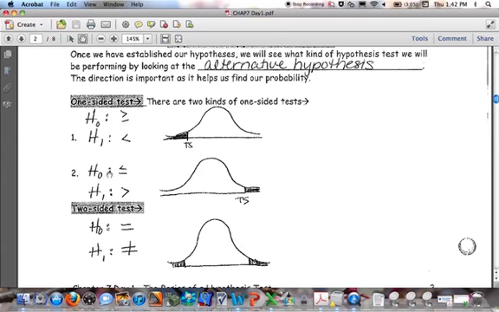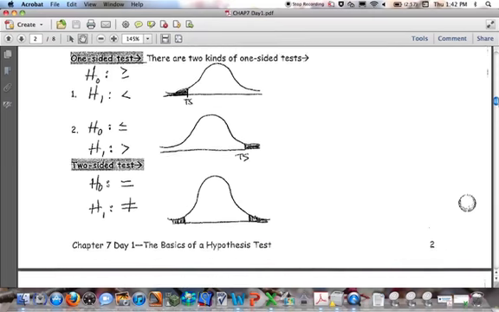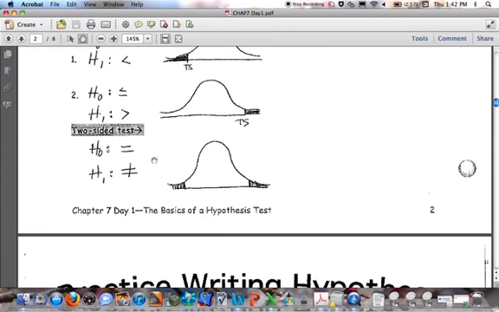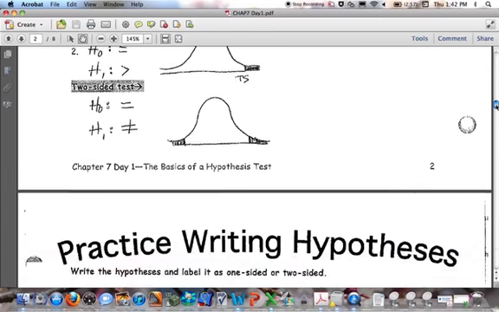I could have the null being less than or equal to and the alternative being greater than, and then I have this area shaded, and that is the probability that I am finding. So these are both one-tailed tests because you're only interested in one area. We could also have two-sided tests where our null is equal to and our alternative is not equal to, and then we would be finding the probability in two tails because we don't have a direction.